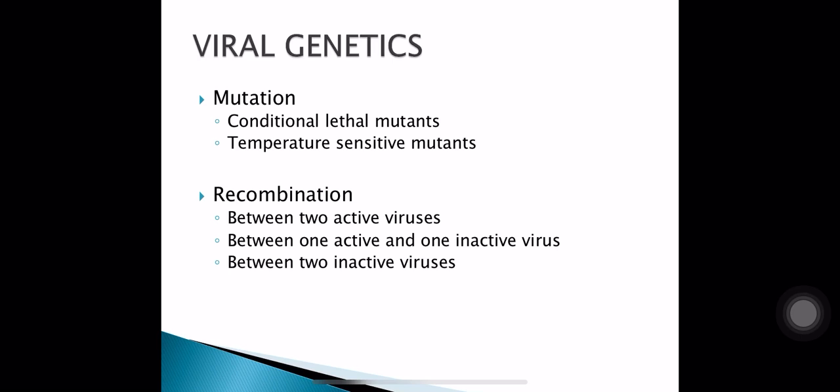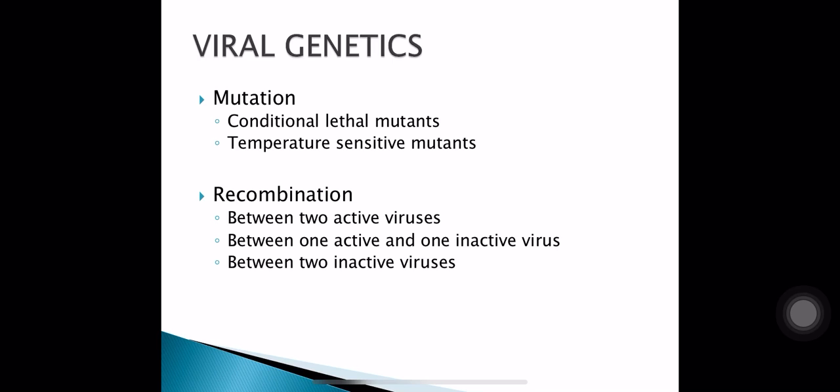Viral genetics includes mutation. In mutation, various kinds of natural mutations will also take place in viruses, and certain types of mutations like conditional lethal mutants and temperature sensitive mutants have also been observed. In conditional lethal mutants, these mutants can survive in certain conditions, but in certain other conditions they get destroyed. So this is called conditional lethal mutants. Certain mutants are such that they can survive at about 20 to 22 degrees Celsius, while they get destroyed at about 37 degrees Celsius, and such mutants are known as temperature sensitive mutants.